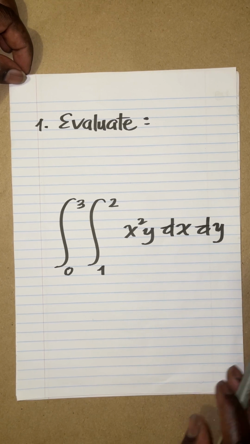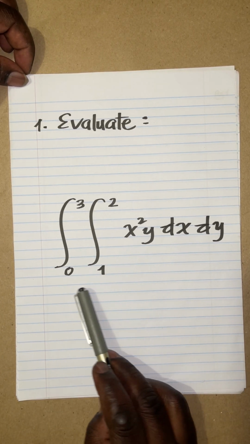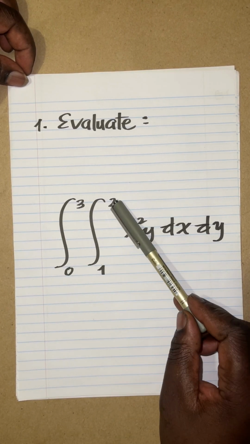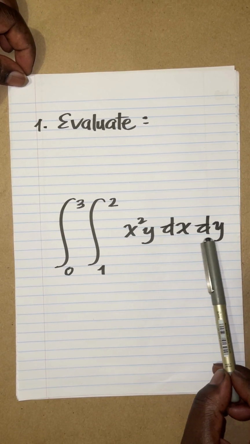Now let's start. So our first set of integrals, a double integral from 0 up to 3 and then from 1 up to 2 of x squared y dx dy.